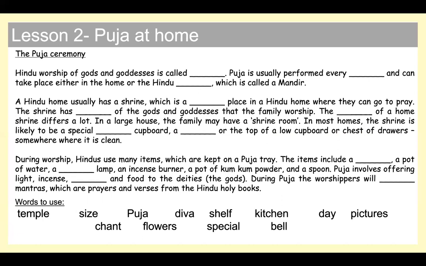So when you found the word, say the sentence complete with the word. So if we take that first sentence, Hindu worship of gods and goddesses is called, what is it called? Okay, so you fill in the missing word, then repeat the sentence.